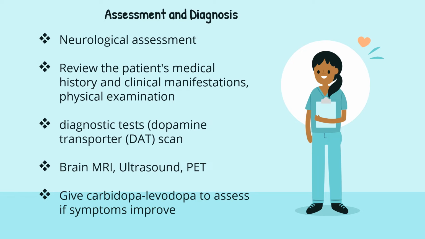Sometimes the doctors, if they're trying to diagnose the patient, will give them carbidopa and levodopa, and they wait and see if the patient's symptoms improve, because it's one of the effective medications that help with the symptoms of Parkinson's. So if the patient starts taking this medication and suddenly the symptoms improve, it confirms the diagnosis of Parkinson's.